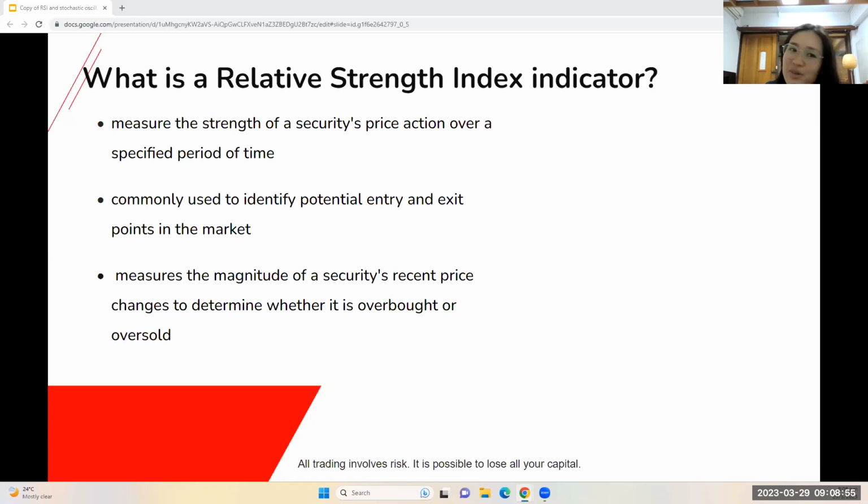I'm also curious to know whether you guys use RSI or stochastic yourselves when you're trading, because it's a pretty common indicator that we like to use as well. So just curious to know how many of you guys use this daily or frequently for your trading.